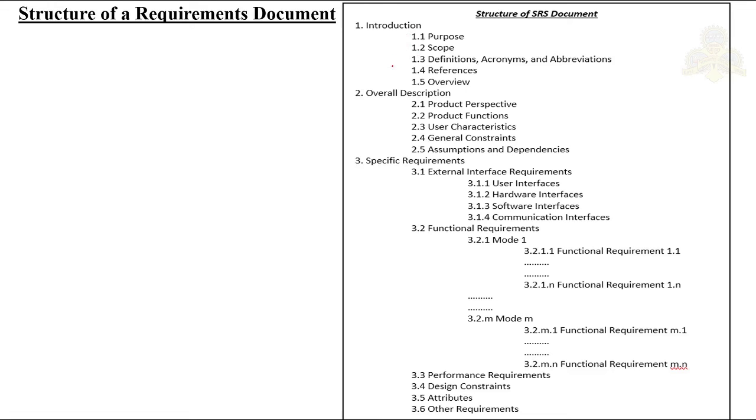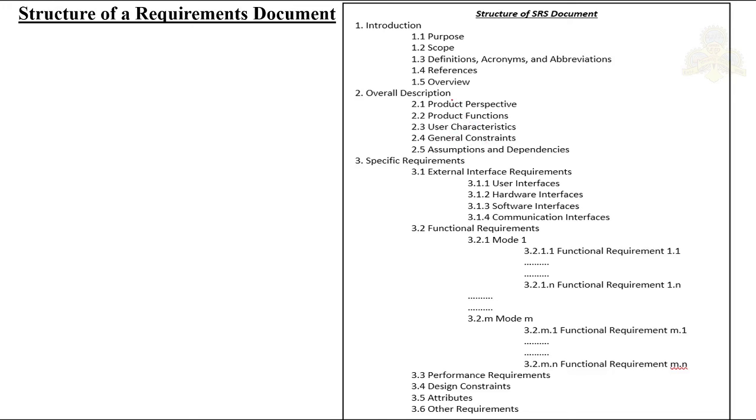Okay. Next, we have the overall description. Now, this overall description section gives the overall perspective of the system. That means how it fits into the larger system and an overall overview of all the requirements of this system. Again, we have to note here that the detailed functional requirements are not captured here, just the overview is captured. Here we have product perspective, product functions, user characteristics, general constraints, assumptions, and dependencies.